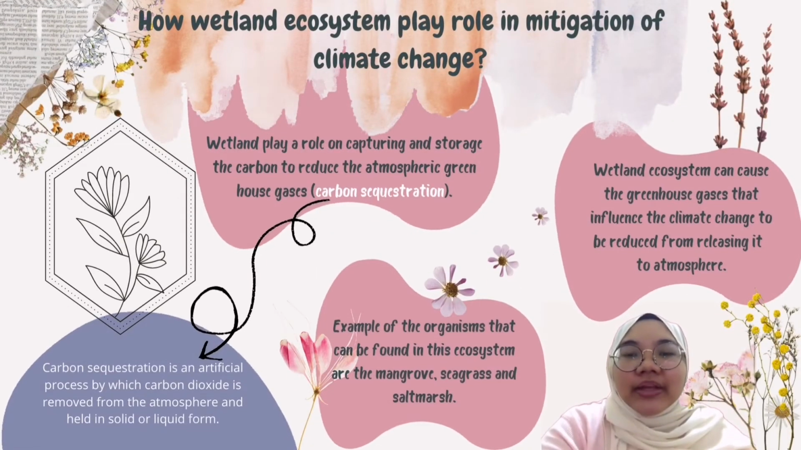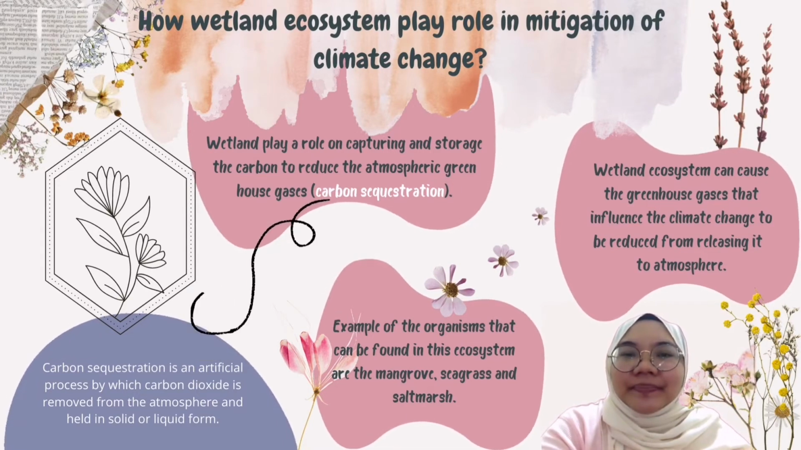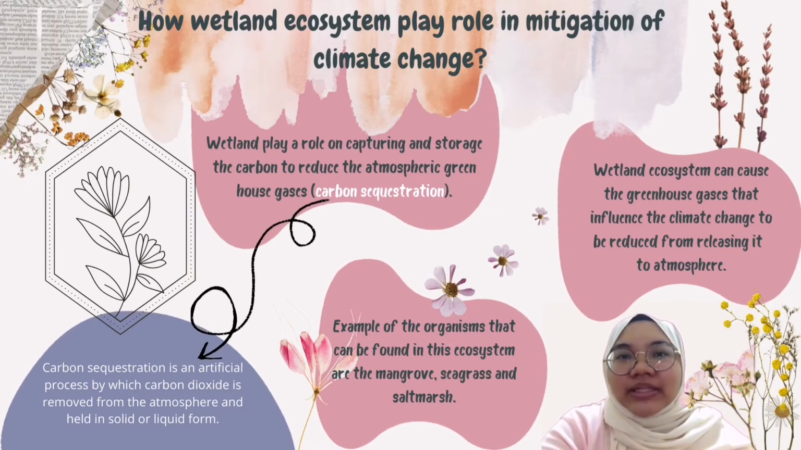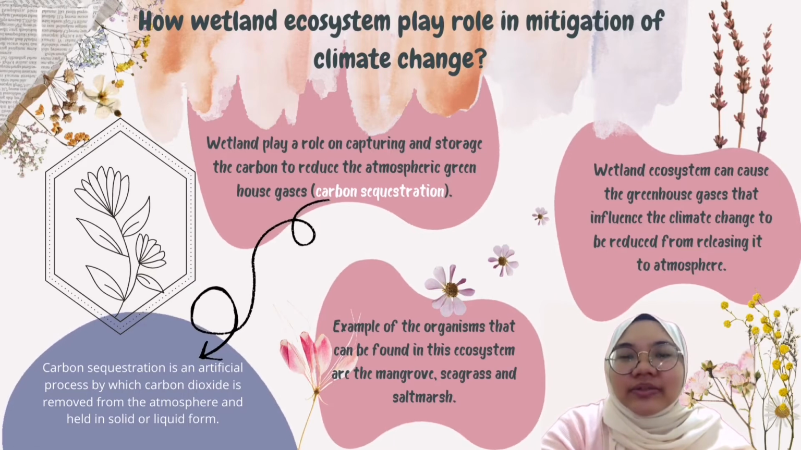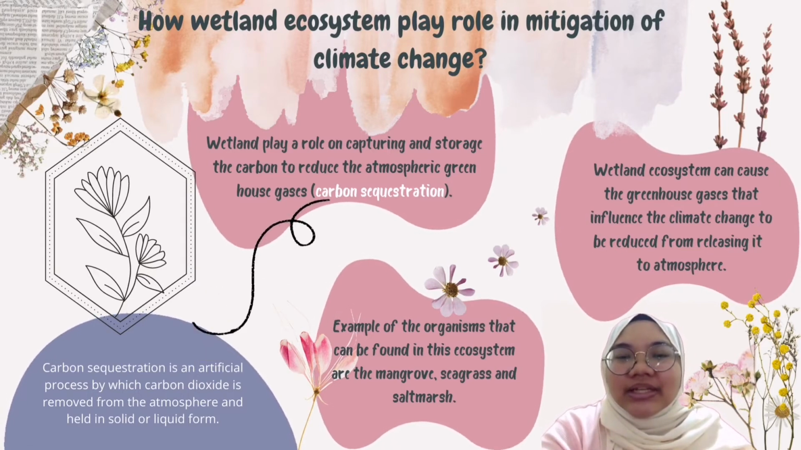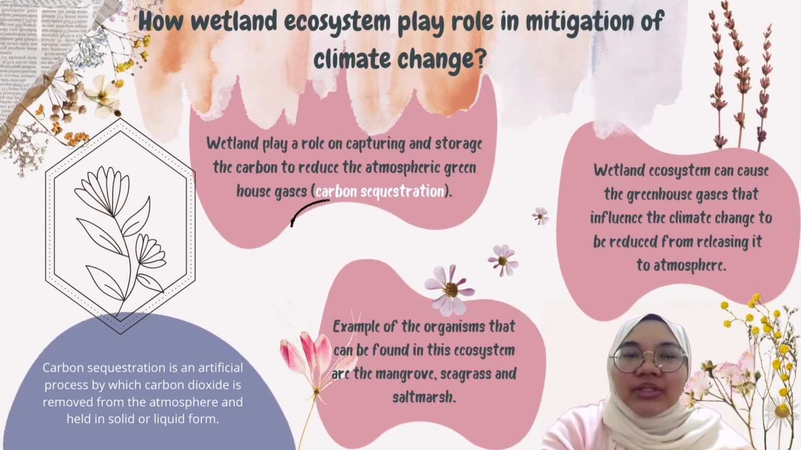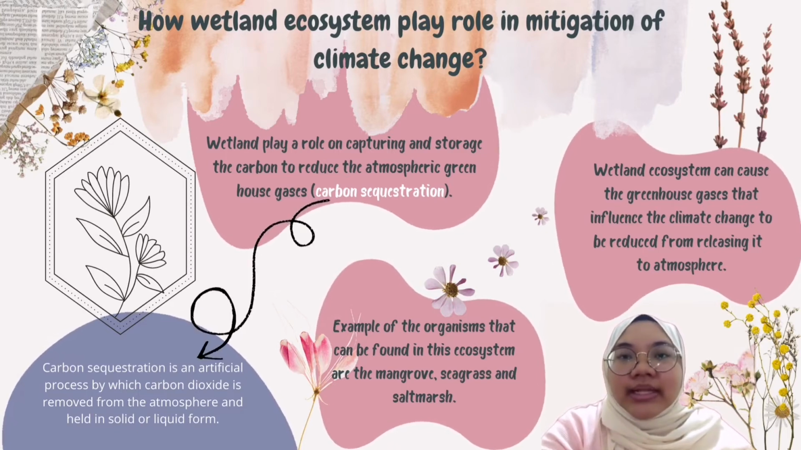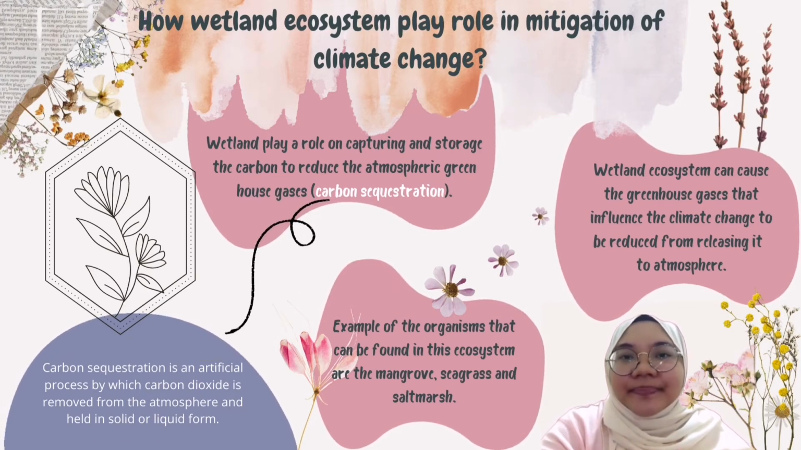Next, how does the wetland ecosystem play a role in the mitigation of climate change? It plays a role in capturing and storing carbon to reduce atmospheric greenhouse gases through carbon sequestration. Carbon sequestration is a process by which carbon dioxide is removed from the atmosphere and held in solid or liquid form. That means it is held by the organisms in the wetland ecosystem.